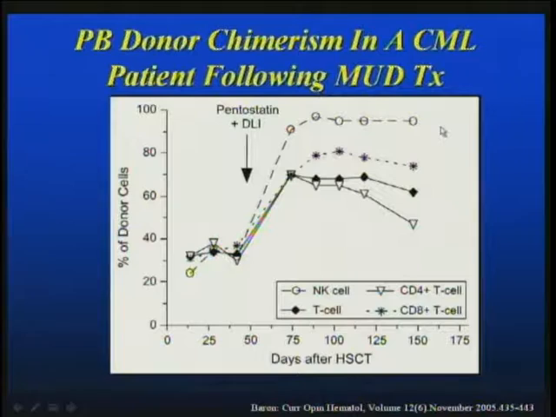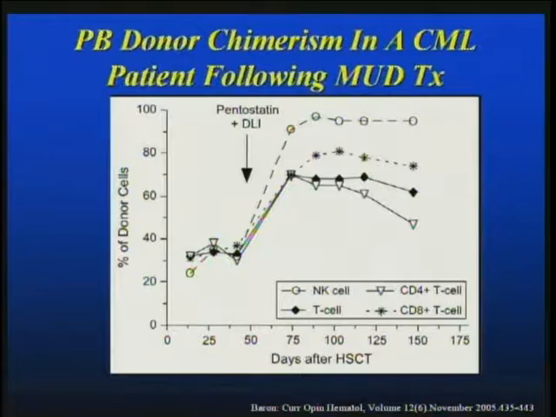One of the other indications for which we receive a sample in the lab, in addition to the protocol draws that are performed, is when a patient looks like they're not engrafting at all. And so one of the things that is done is to give the patient a donor lymphocyte infusion from the same donor from whom the first graft was obtained. Usually the patient engrafts after receiving the DLI. And this is a prime example here.